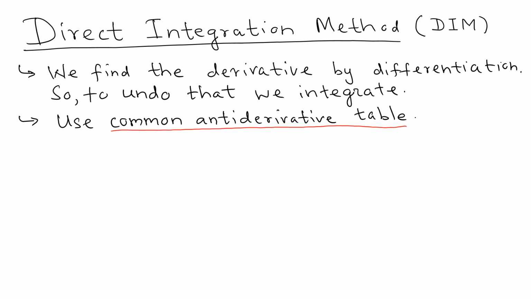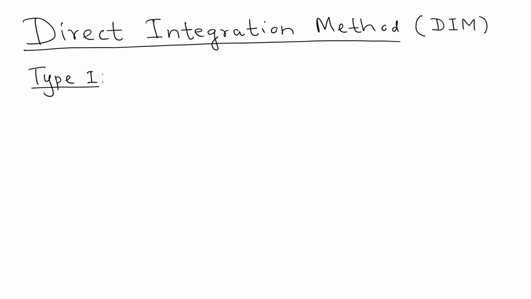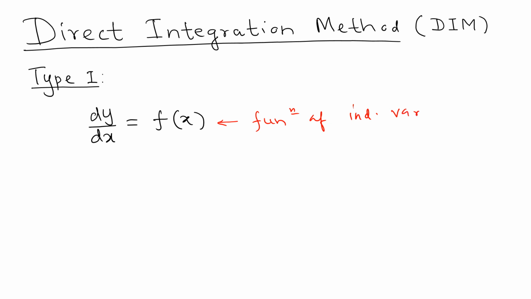In the direct integration method, there are two types. Let's talk about those two types one by one. Let's talk about type 1. Type 1 means you have a differential equation where, on the right side, you have a function of the independent variable. The independent variable in this case is x, and you can see it's a function of x.